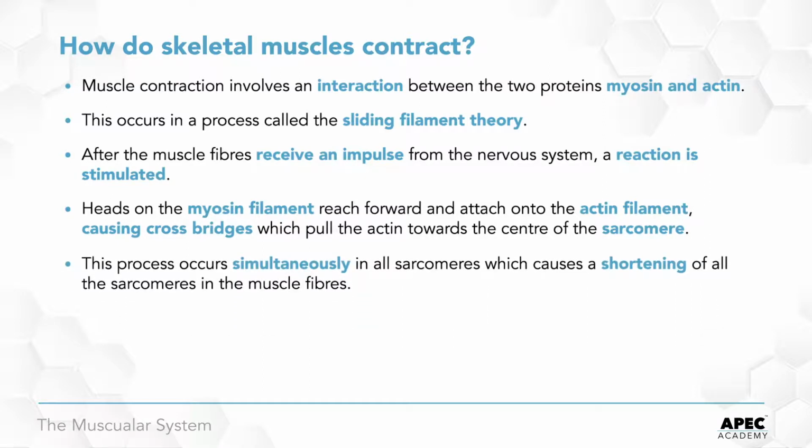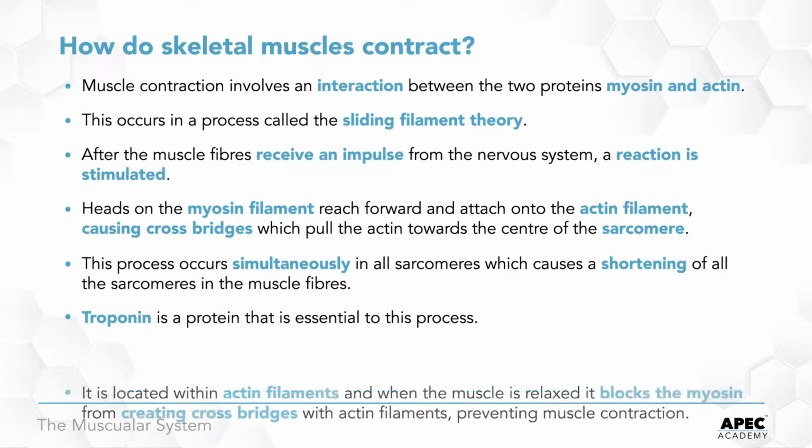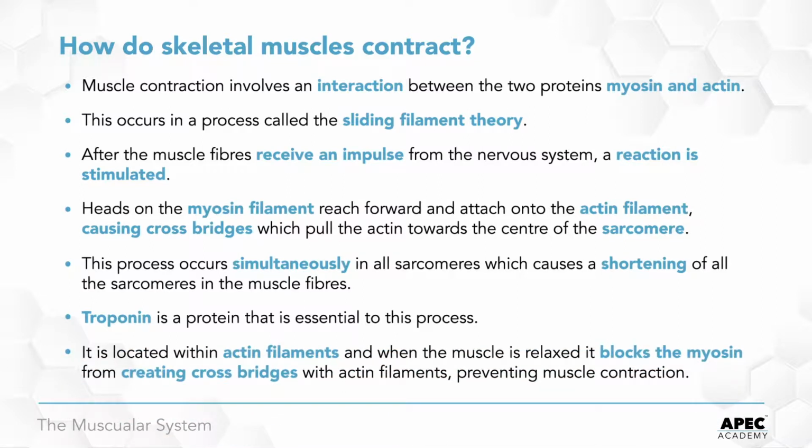This process occurs simultaneously in all sarcomeres, which causes a shortening of all the sarcomeres in the muscle fibers, i.e., the muscle contracts. Troponin is a protein that is essential to this process. It is located within actin filaments, and when the muscle is relaxed, it blocks the myosin from creating cross bridges with actin filaments, preventing muscle contraction.